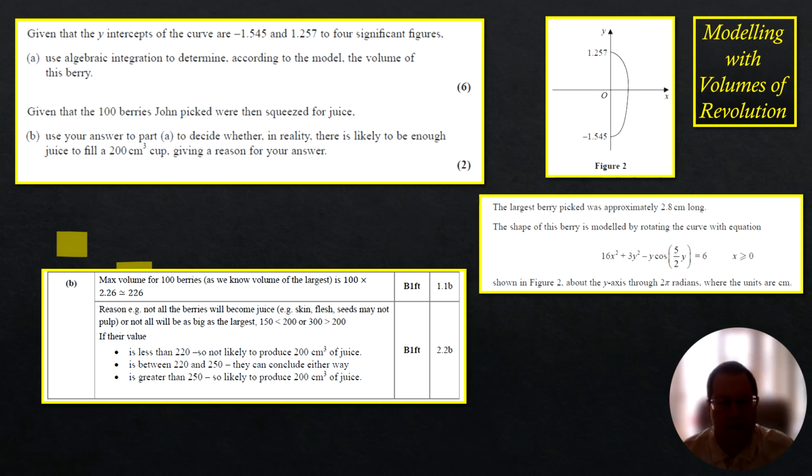But then that's the largest, so we'd expect the rest to be smaller than that. Some will be smaller than 2 centimeters cubed. And also they've decided to mention the fact that not all of the berry will become juice. So, for example, the skin, the flesh, and the seeds, etc.